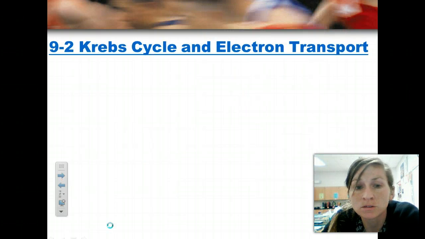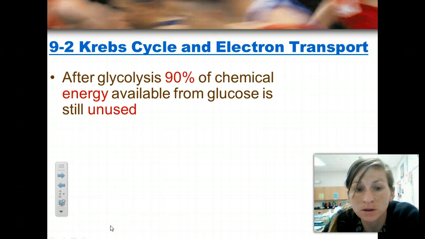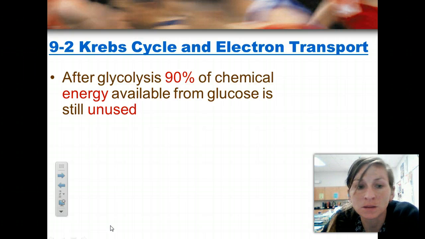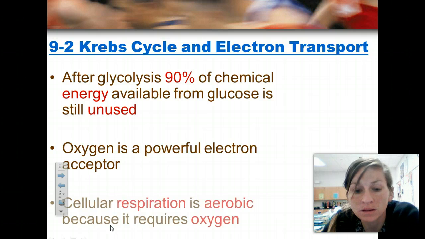So we're going to move on to the Krebs cycle and the electron transport chain, the other 2 stages of cellular respiration when oxygen is present. Now after glycolysis, 90% of the chemical energy available from glucose is still unused. And oxygen is a powerful electron acceptor. So with oxygen present, we call this an aerobic environment, and this is how cellular respiration is able to continue on and make the most amount of energy possible. So aerobic means that it requires oxygen or oxygen is available.